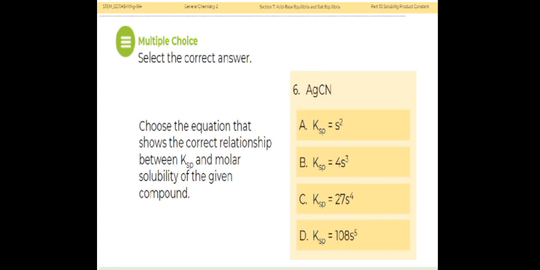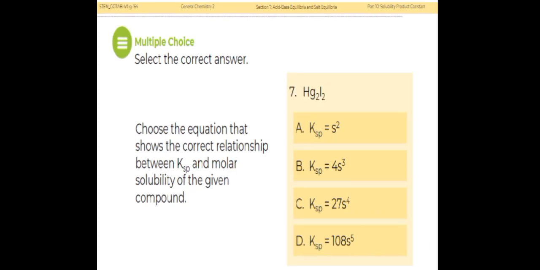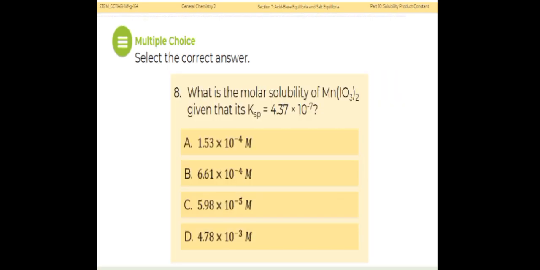Number 6. Choose the equation that shows the correct relationship between Ksp and molar solubility of the given compound. Select the correct answer. Let us proceed to number 7. Choose the equation that shows the correct relationship between Ksp and molar solubility of the given compound. Is it A, letter B, or C, or D?